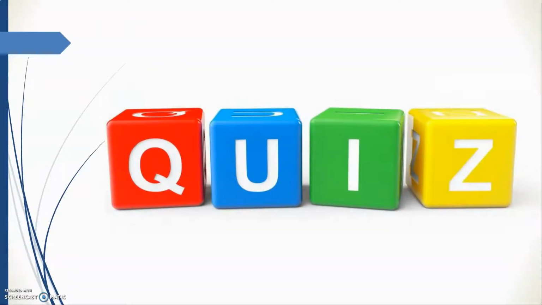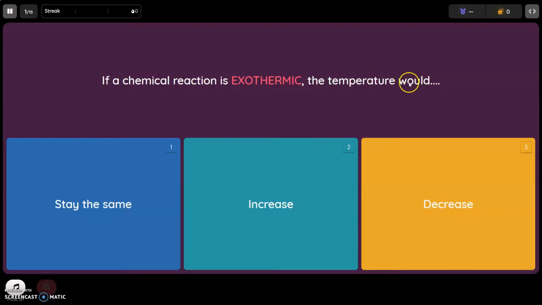Okay, that's it for today. So we're going to be doing a quiz. If a chemical reaction is exothermic, the temperature would stay the same, increase or decrease? An exothermic reaction always releases heat into the surroundings. So when it releases the heat into the surroundings, of course the temperature will increase.